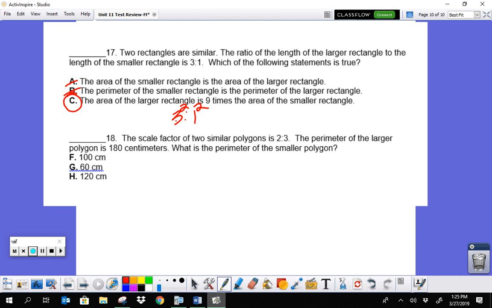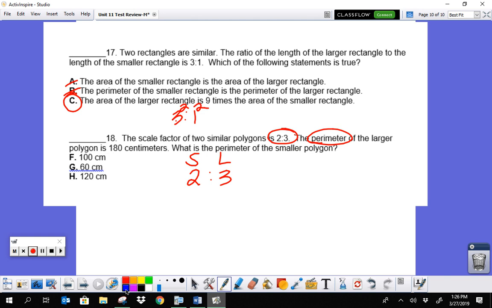And then number 18, the scale factor of 2 similar polygons is 2 to 3. The perimeter of the larger polygon is 180 centimeters. What is the perimeter of the smaller polygon? Okay, so first of all, we're going to use that scale factor. And since we are talking about perimeter, our scale factor for perimeter is going to be the same as the scale factor of the dimension. Okay, so our scale factor here is 2 to 3. Okay, obviously the 2 goes with the smaller polygon and the 3 goes with the larger.